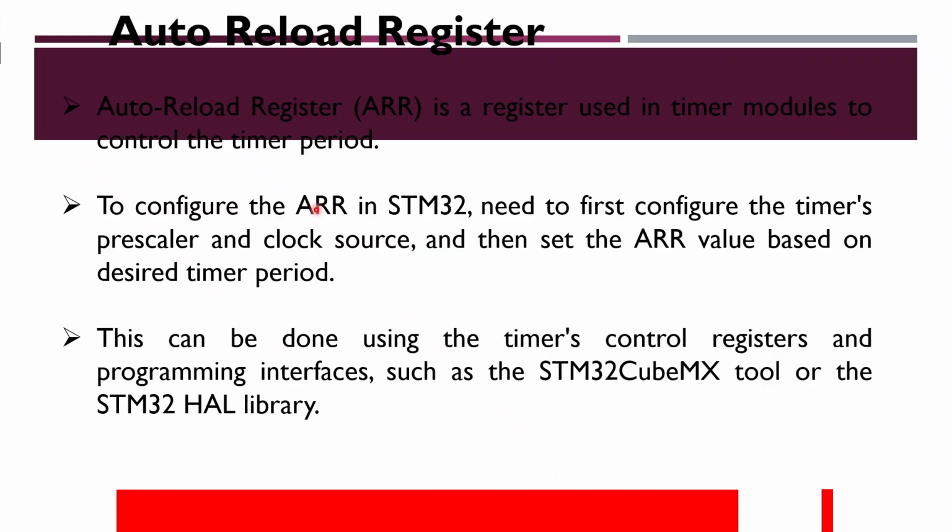So to configure the ARR in STM32, this is the name of the microcontroller we are using here, we need to first configure the timer's prescaler and the clock source, and then set the ARR value based on the desired time period. For the time period we are using ARR, that is auto reload register, first we have to set the timer's prescaler and the clock source. Okay, then this can be done using the timer's control registers and programming interfaces such as the STM32CubeMX tool or the STM32 HAL library. According to this only this can be changed.